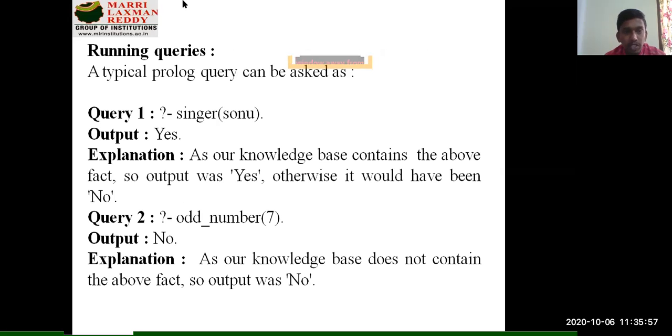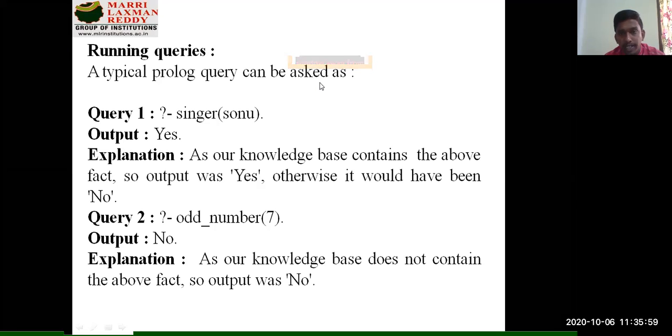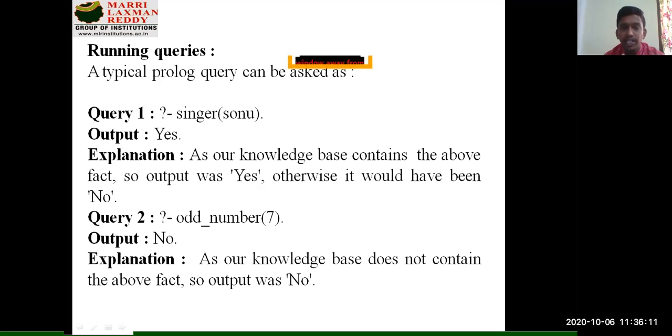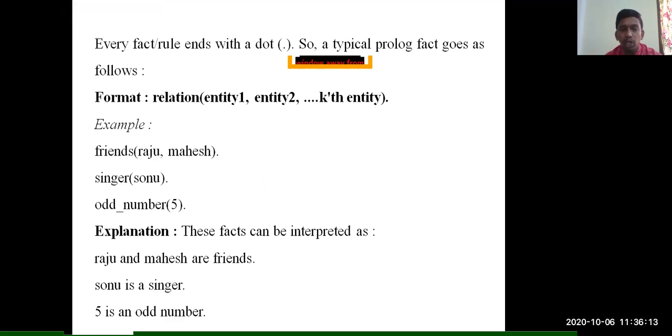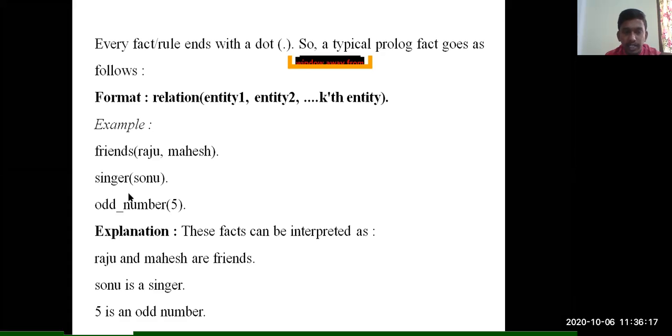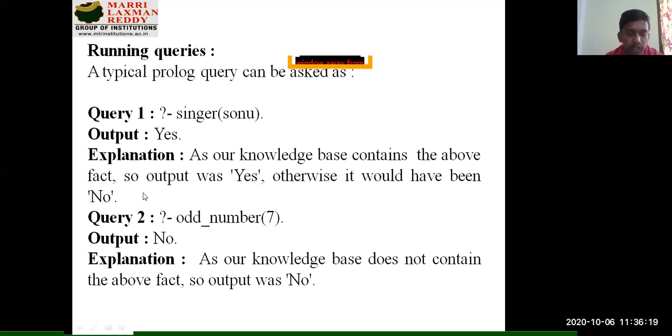A typical Prolog query can be asked like this, like query 1. It is asking question mark hyphen singer of Sonu. When I say question mark hyphen, it indicates a query here. The output is given as yes because according to the input we have given here, singer of Sonu, which means Sonu is a singer. The query asks whether Sonu is a singer or not. So definitely the answer is given as yes.